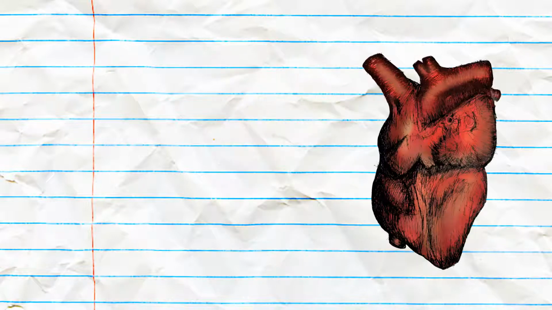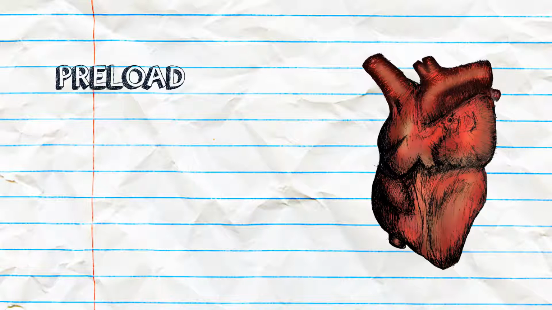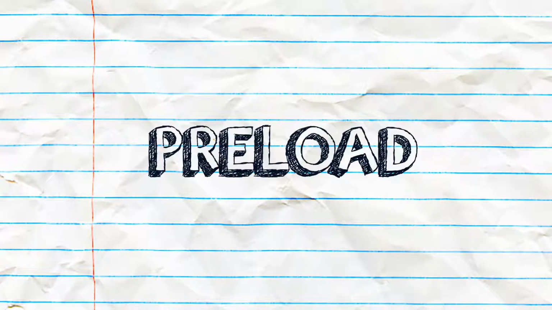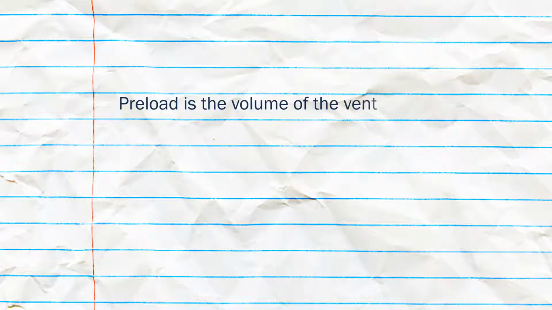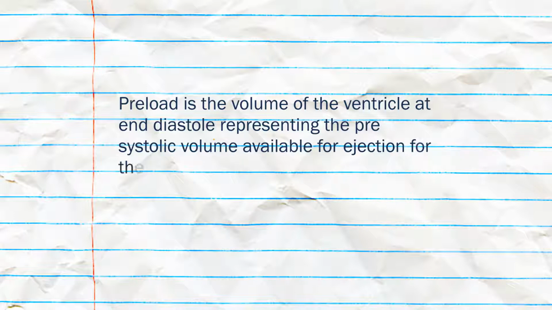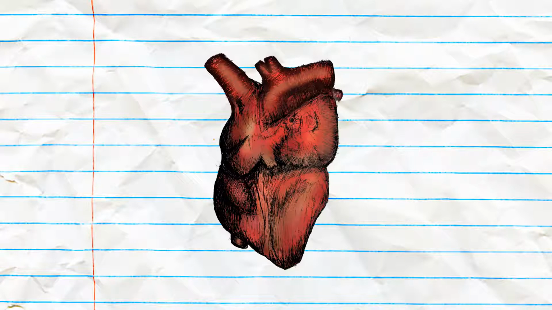How does it do this? There are three clinical factors contributing to stroke volume: preload, afterload, and contractility. Let's break that down. Preload, put simply, is referred to as filling pressures. More precisely, preload is the volume in the ventricle at end diastole, representing the pre-systolic volume available for ejection for the cardiac cycle. The term preload sounds much more complicated than it really is.